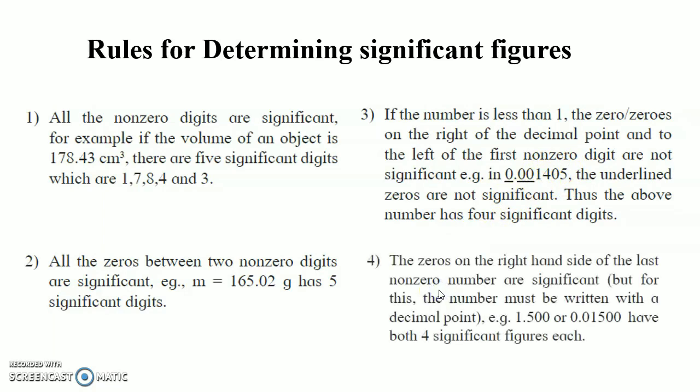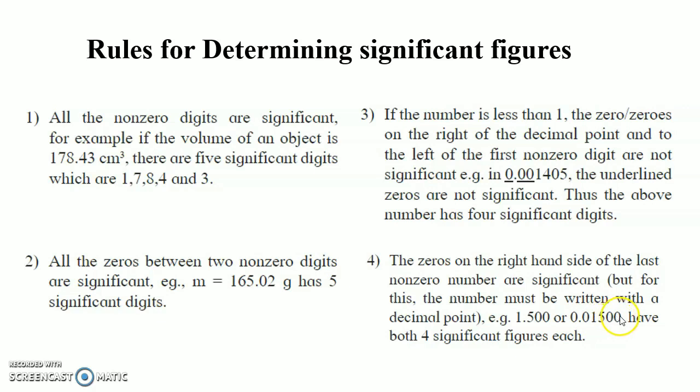And the last rule in determining the significant figures is that the zeros on the right hand side should be taken as significant figures. So we have a number like this, 1.500. So total number of significant figures over here are 4 because 0 are on the right hand side and should be considered as significant. So over here, let us take one more example as 0.01500.